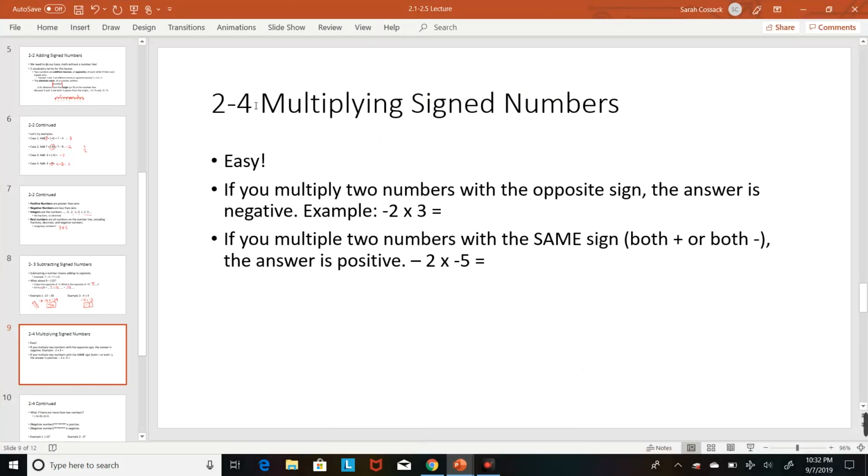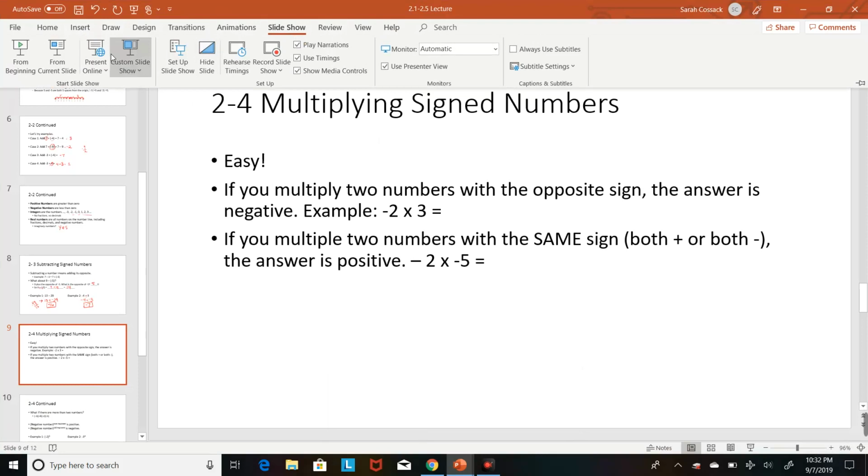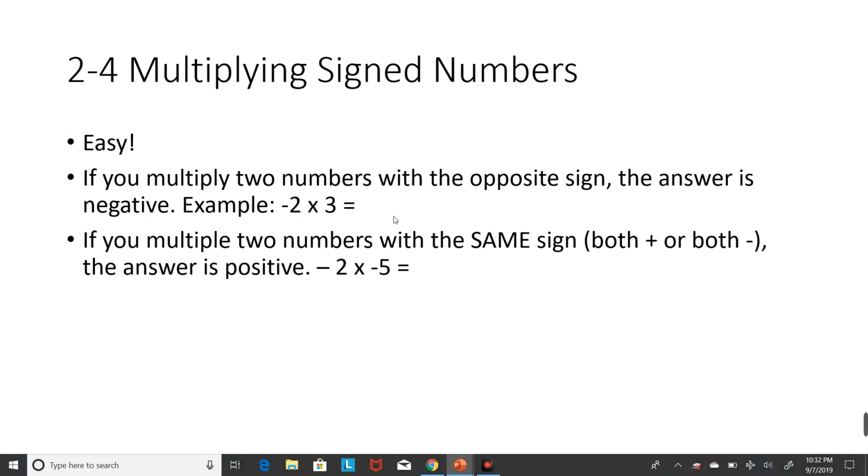So section 2-4 is multiplying signed numbers, and this is our easy part. If you multiply two numbers with the opposite sign, the answer is negative. Example, negative 2 times 3. 2 times 3 is 6. The signs are opposite, so it's a negative 6. If you multiply two numbers with the same sign, both positive or both negative, the answer is positive. So negative 2 times negative 5 is positive 10.